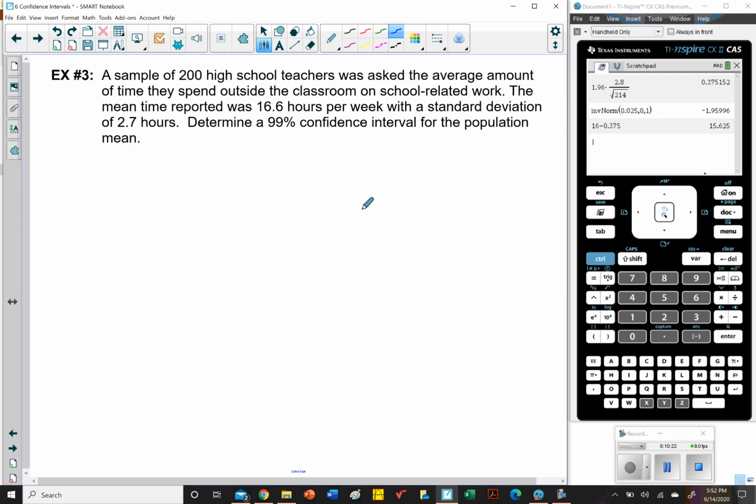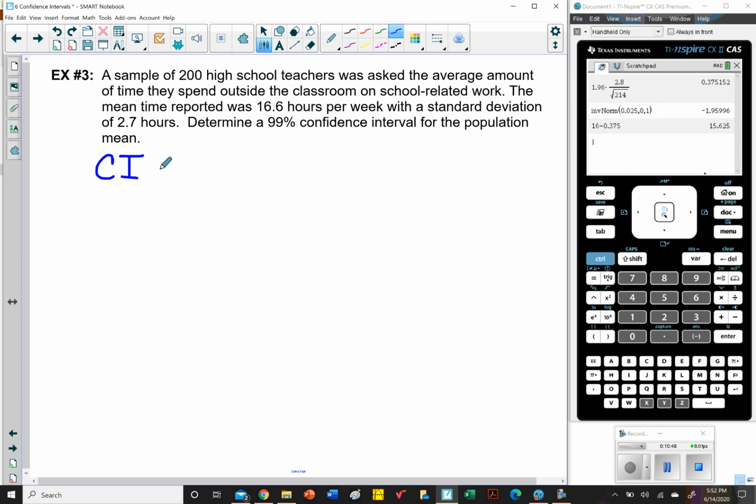So example 3. A sample of 200 high school teachers was asked the average amount of time they spend outside the classroom on school-related work. The mean time reported was 16.6 hours per week with a standard deviation of 2.7 hours. And we want to figure a 99% confidence interval for the population.